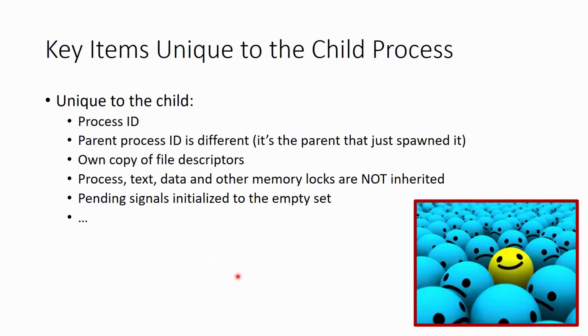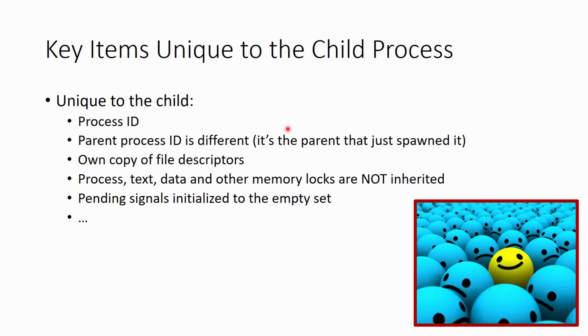Some things that are unique to that child, though. So it has a unique process ID, and that makes sense. Process IDs are guaranteed to always be unique for the set of running processes on the system. The parent process ID is going to be different, and that should make sense because the parent that spawned us is the parent. So the parent process ID changes to be what just happened.